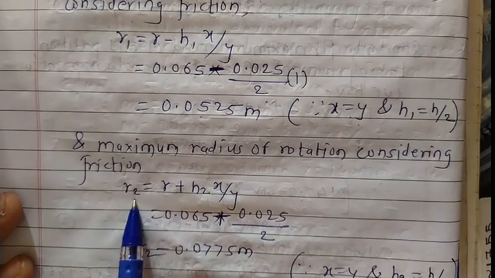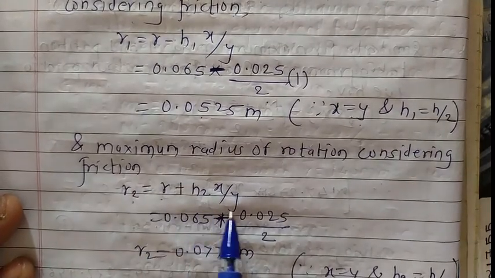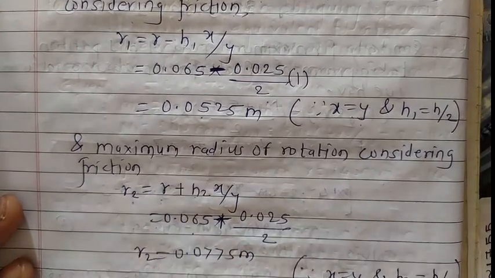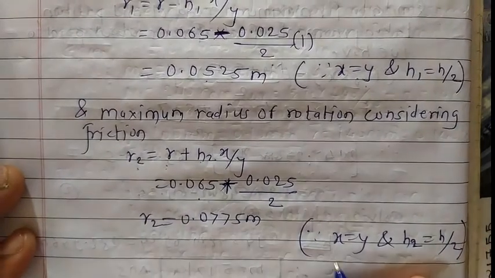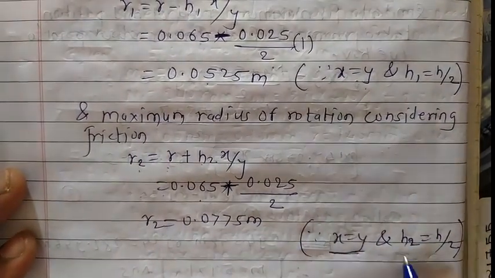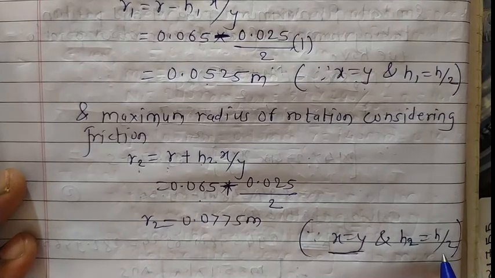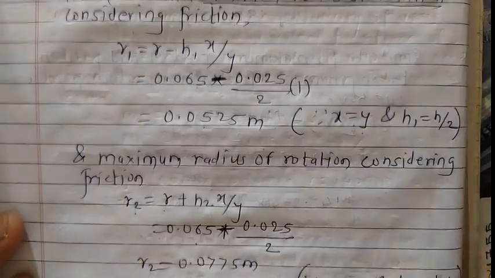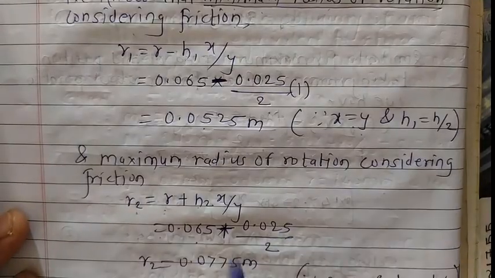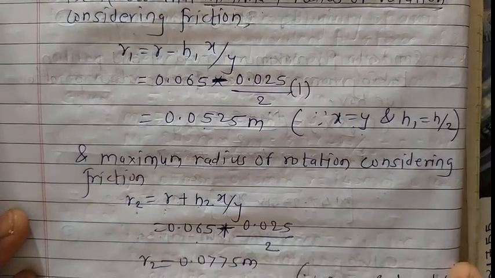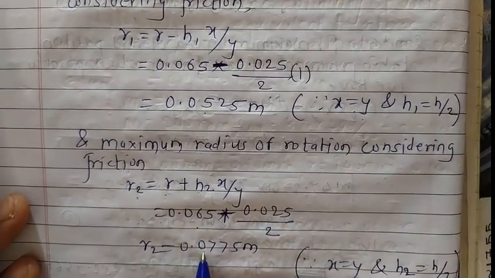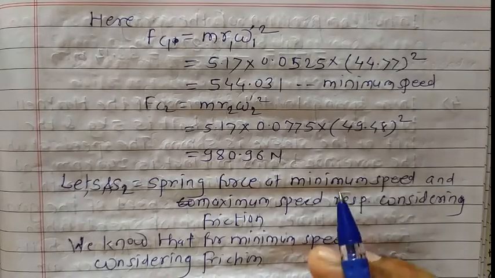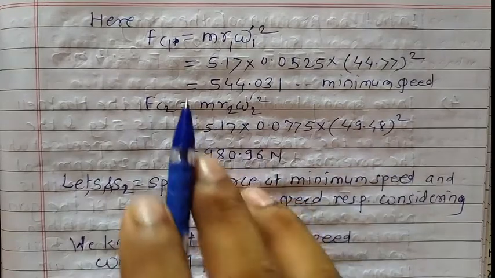Corresponding to the maximum radius of rotation, considering the friction, we get the relation r2 equals r plus h2 into x divided by y. r is already with us; substitute h2 as per our earlier discussion. Here the length of both arms is equal, so h2 must equal half of the lift of the governor, which is given. So 0.025 divided by 2 is the value for h2. We get r2 equals 0.0775 meter.